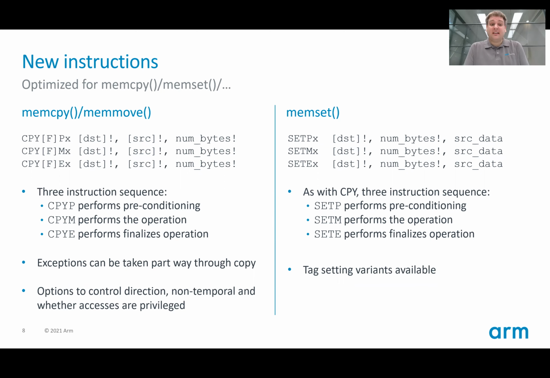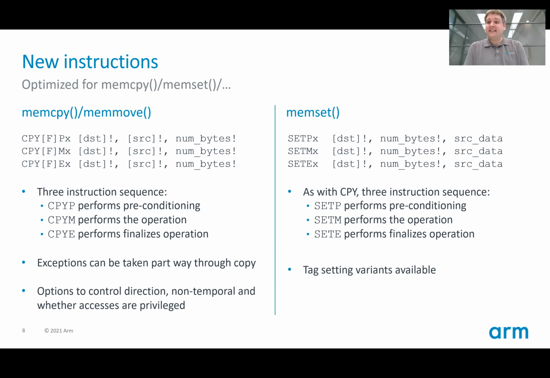Now, obviously, for something like copy M, that instruction could be quite long if I'm copying a large amount of data. We can take interrupts in the middle of these sequences. So if I was partway through a memcopy, I could take an interrupt. When I return, the operation would resume from where it had finished. So they don't have to affect interrupt latency in this way.